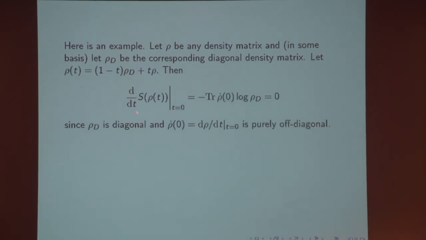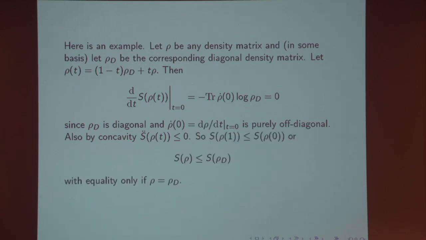Then let's try to apply our logic to a linear combination of rho_d and rho. So we define this rho of t. In this case, the first derivative of the entropy is 0 at t equals 0. You might need to think through the statement more carefully later. And by concavity, the second derivative is negative. So it follows that the entropy at 1 is less than the entropy at 0, or that S of rho is equal to or less than S of rho_d. So that's a special case of the inequality for entropy under mixing.